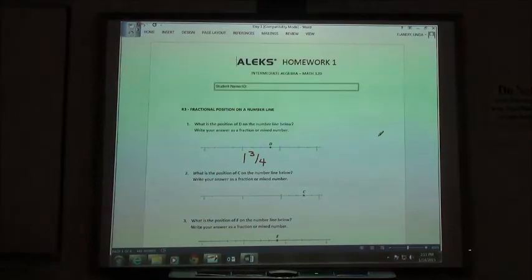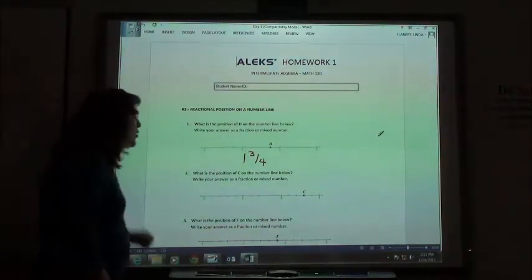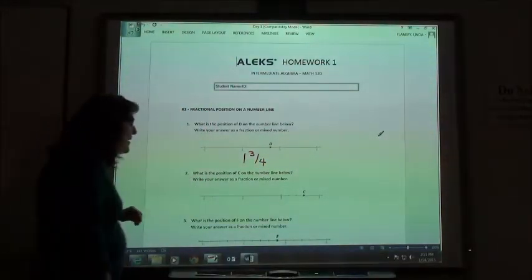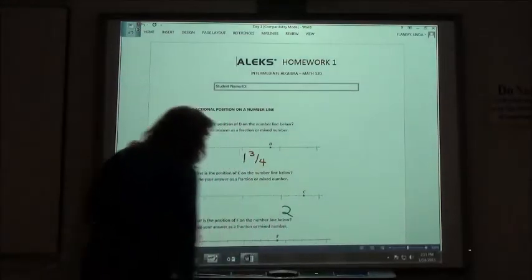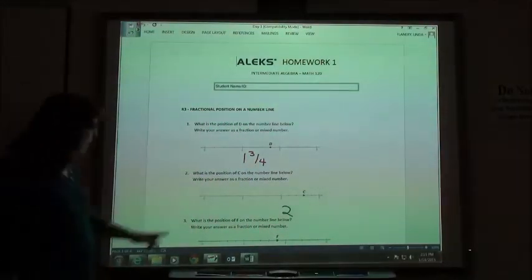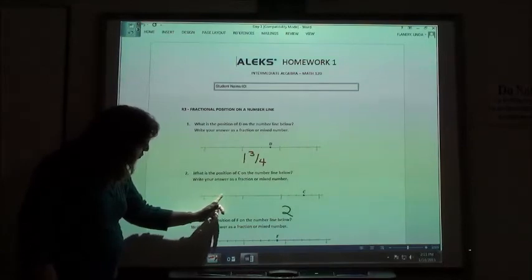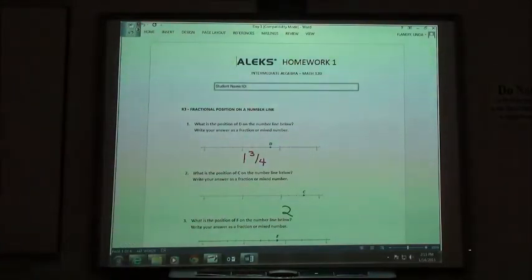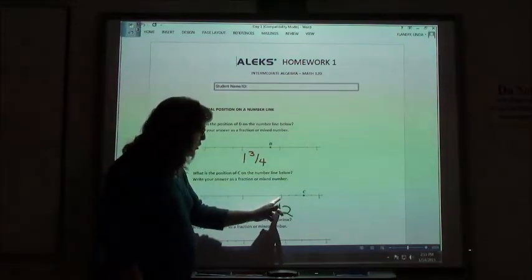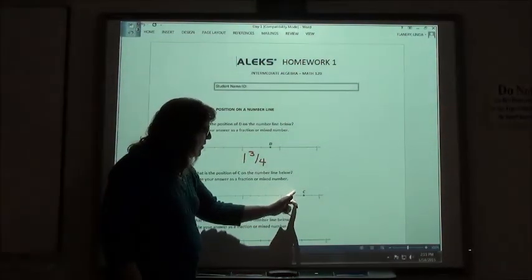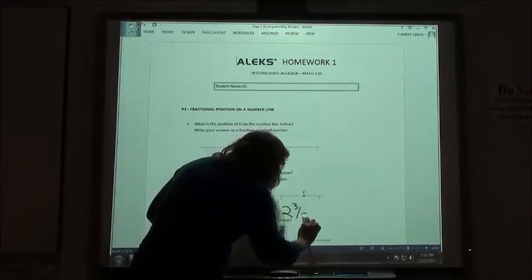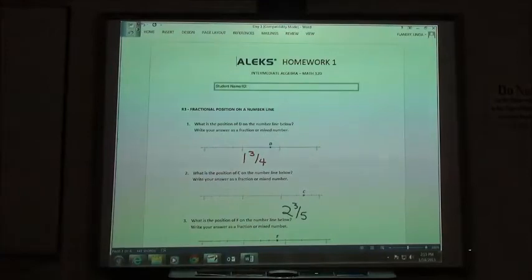Number 2 wants to find the position of C on the number line below. Again, write your answer as a fraction or a mixed number. Since the C is past the 2, again, we're going to have that mixed number because it's going to be at 2 and something. So again, I find my denominator. 1, 2, 3, 4, 5 places. So each of my little lines is a fifth. So here I'm starting at 2, 2 and 1/5, 2 and 2/5, 2 and 3/5. Then it's going to be the position of C.